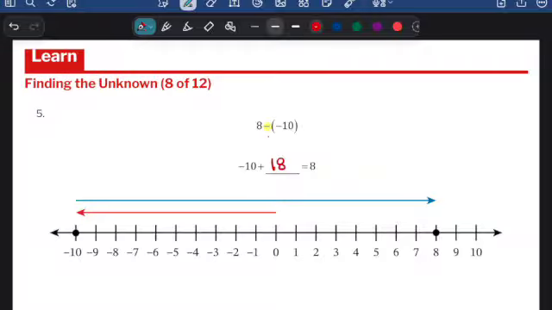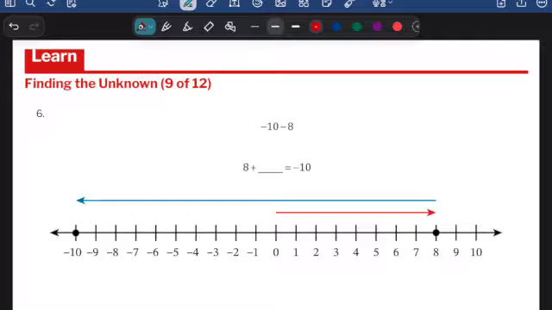So I want you to remember, anytime you see a negative sign, it means the opposite. Negative doesn't mean subtract or take away. It means do the opposite. So, in this case, what is the opposite of negative 10? Well, the opposite of negative 10 is positive 10. If I do 8 plus 10, what do I get? I get 18. So, the unknown addend equation will help you to subtract negative integers.